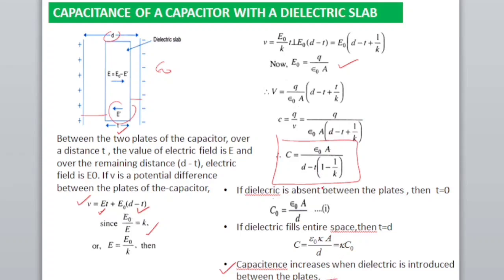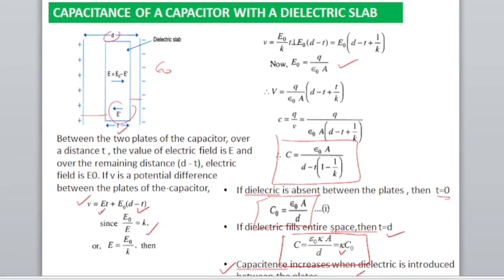If dielectric is absent, then T equal to 0, and C equal to A epsilon naught by D. This is the capacitance when dielectric is absent. It means between the plates free space, vacuum, is there. If the dielectric fills the entire space, it means T equal to D, then C equal to K C naught. It means when dielectric is placed, capacitance increases K times the capacitance in free space. So capacitance increases when a dielectric is introduced between the plates. This point is very, very important.